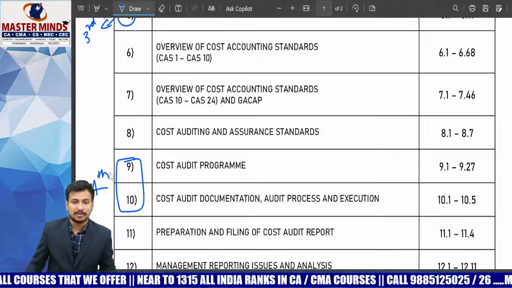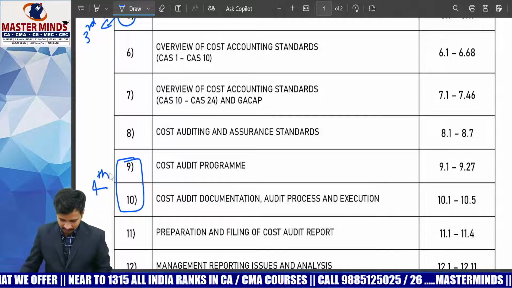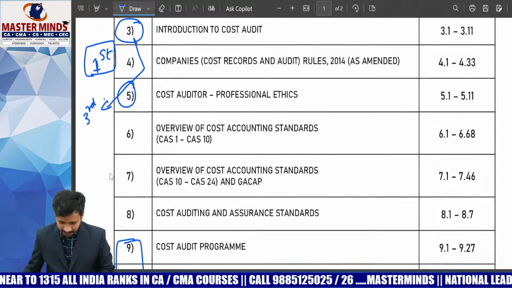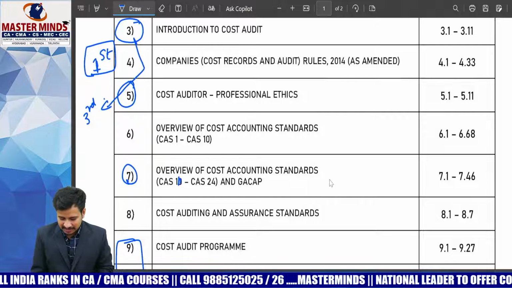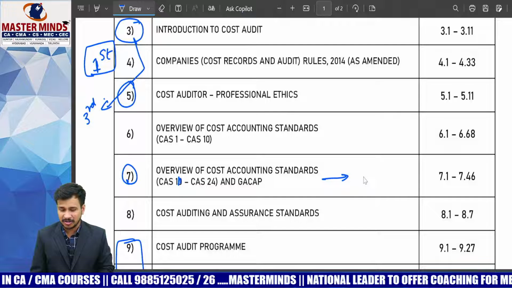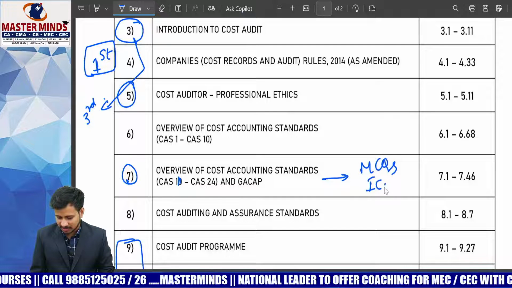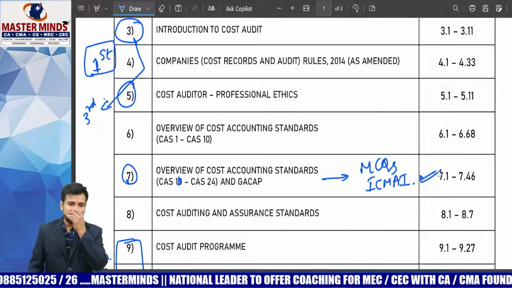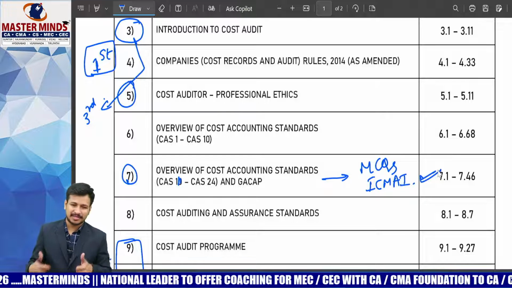Cost audit program and cost audit documentation, audit process and execution. And moving on to the next thing. Seventh one, that's CAS 11 to CAS 24 and guesstimates. You can take it as a choice, not a very big deal, but be pretty sure about the MCQs that were given in your institute material. Be very careful. This is mandatory, but the remaining you can happily leave. Comfortably you can take it as a choice, not a very big deal.